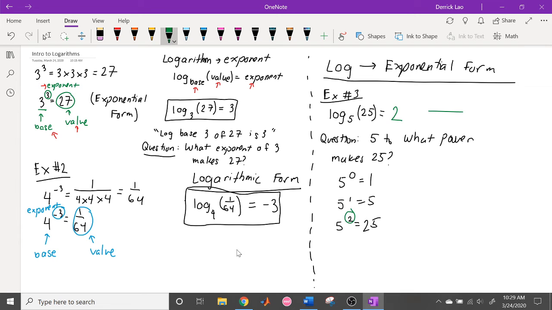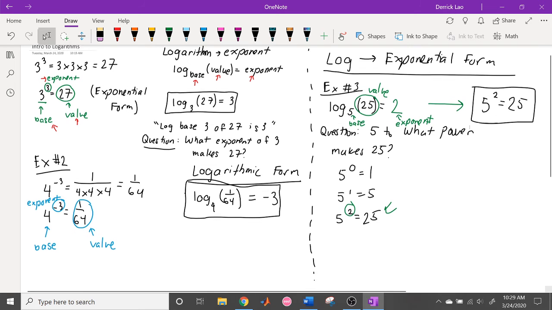But we want to put it into exponential form. So again, we look at this, we identify that 5 is our base, 25 right there, that's our value, and then 2 is our exponent. Okay, and then let's do it over here for clarity. And so it's going to look like 5 to the exponent 2 equals 25. And then that is our exponential form.